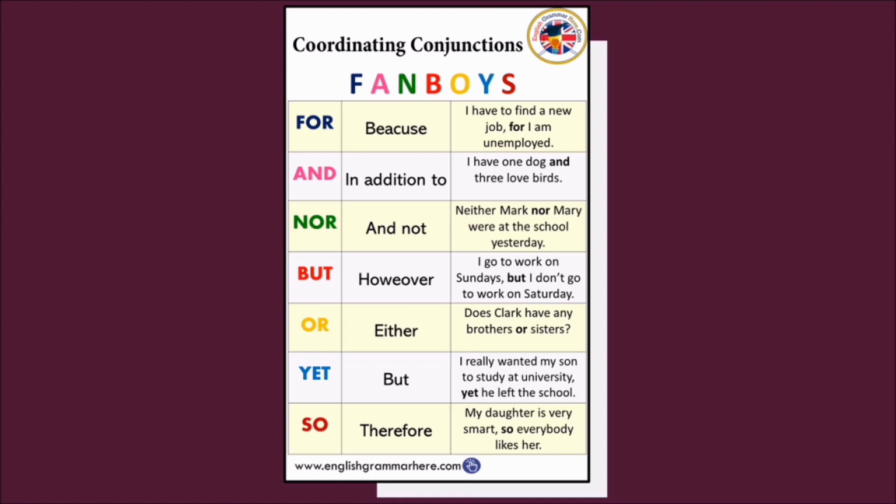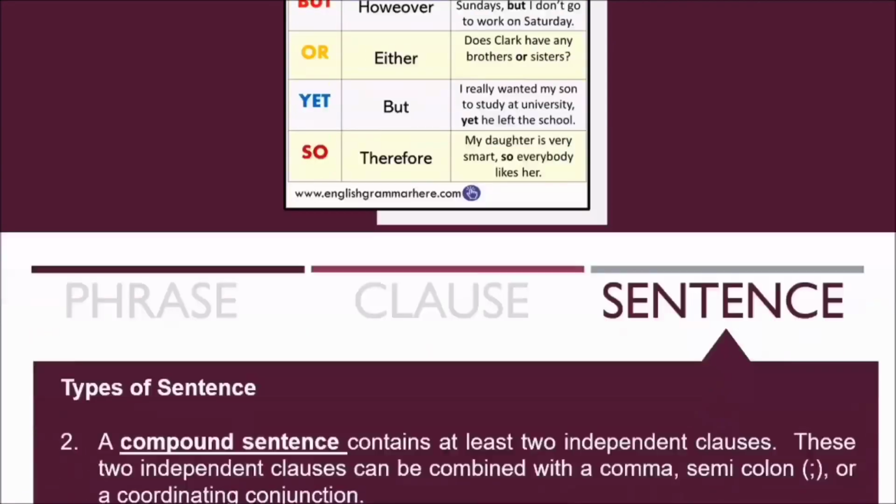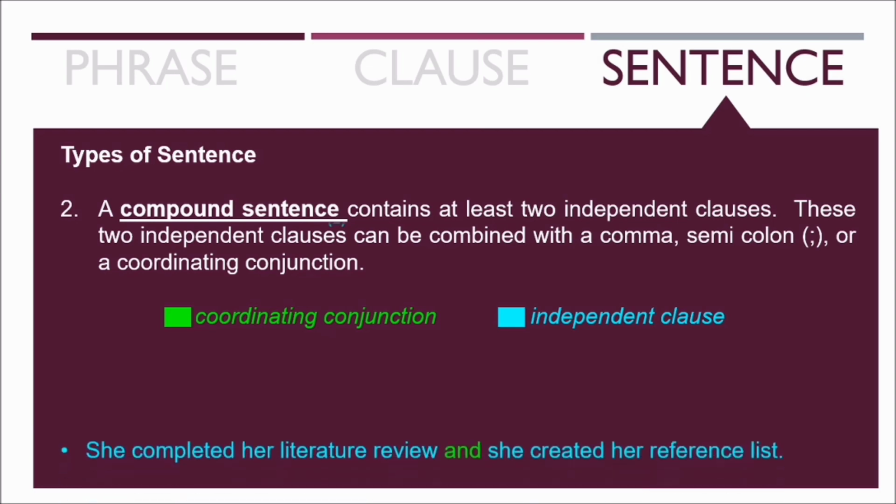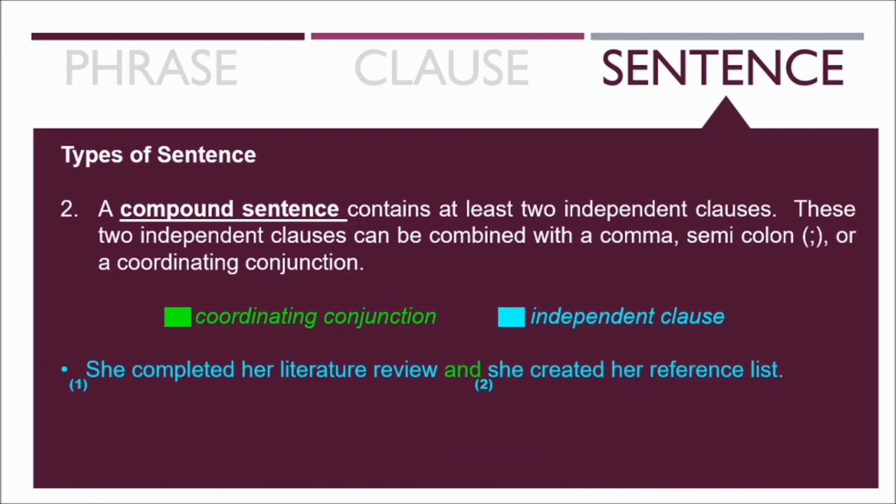Fanboys: F for for, A for and, N for nor, B for but, O for or, Y for yet, and S for so. Remember these fanboys, okay? So that you will never forget your coordinating conjunctions. Now let's go back to our sample sentences. I shaded green our coordinating conjunctions and blue for our independent clauses, so that you would better understand our examples. Okay, now let's take the first one.